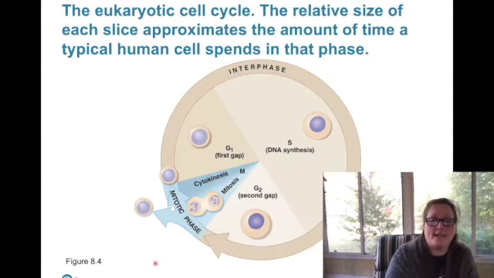This is the way it tends to work. Most of its life is going to be here in interphase. G1 is the first gap. Then here is the DNA synthesis, so S is synthesis. And then G2 is the second gap. And then it finally gets to mitosis. This is where it's going to reproduce.